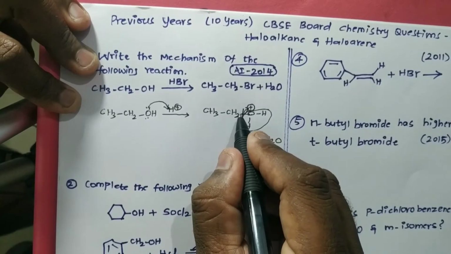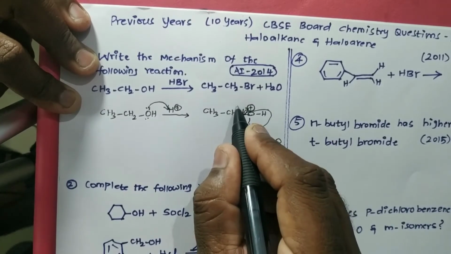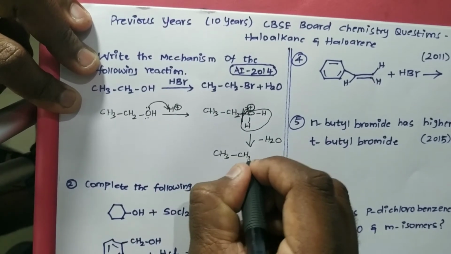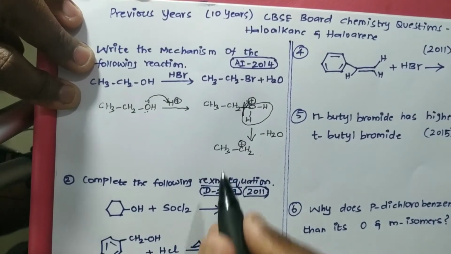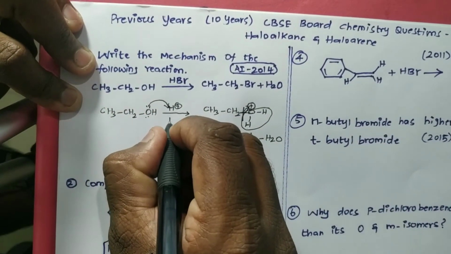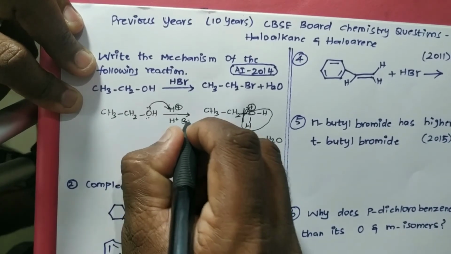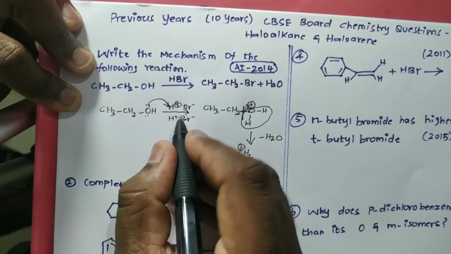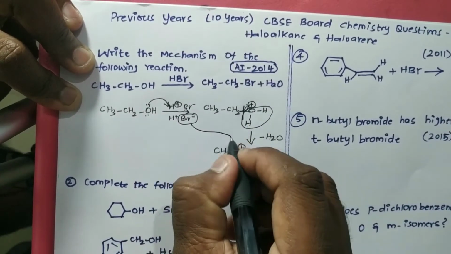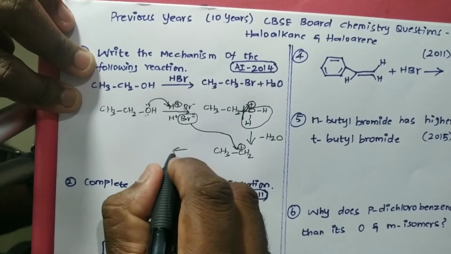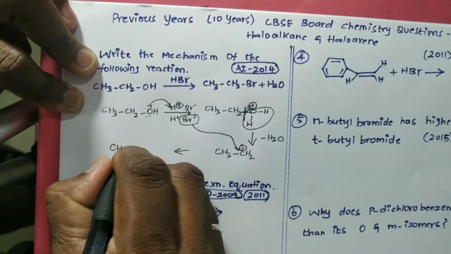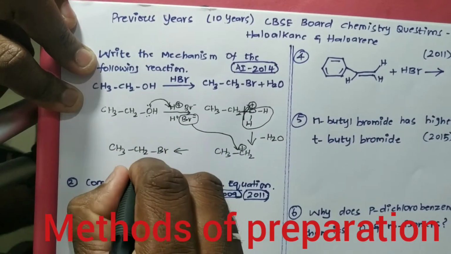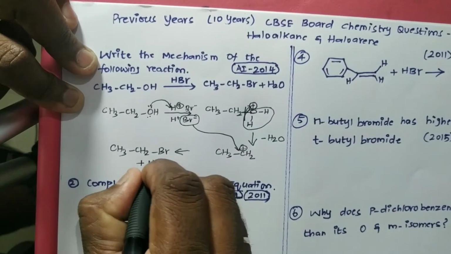What about this? One bond is getting broken. Because of that, one negative charge is there and one positive charge is remaining. Now the positive charge is on CH3CH2+. In the halogen acid we have H+ and Br-. This Br- will come and attack. Now this will be the product I am getting, that is CH3CH2Br, along with water, H2O, as a product.